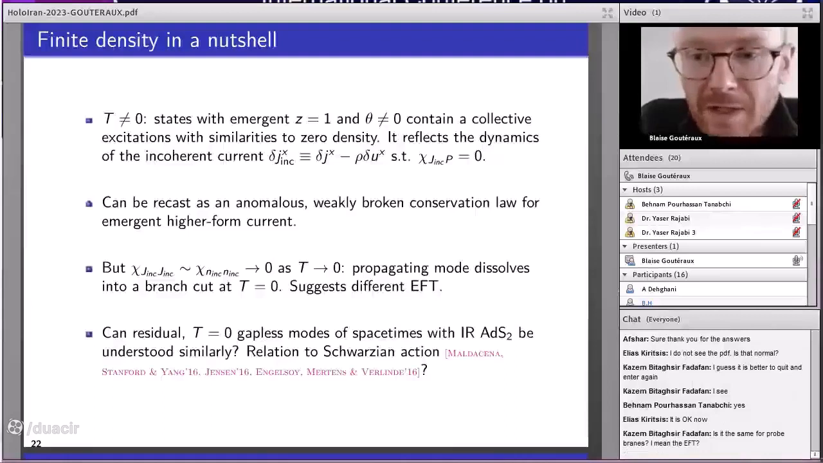I see that there's one in the chat, and yes, that's correct. The EFT for probe branes is the same as the zero density EFT that I just described. So it can be understood exactly along the same lines as an emergent anomalous higher form symmetry, which is weakly broken by some emergent gauge field in the infrared.